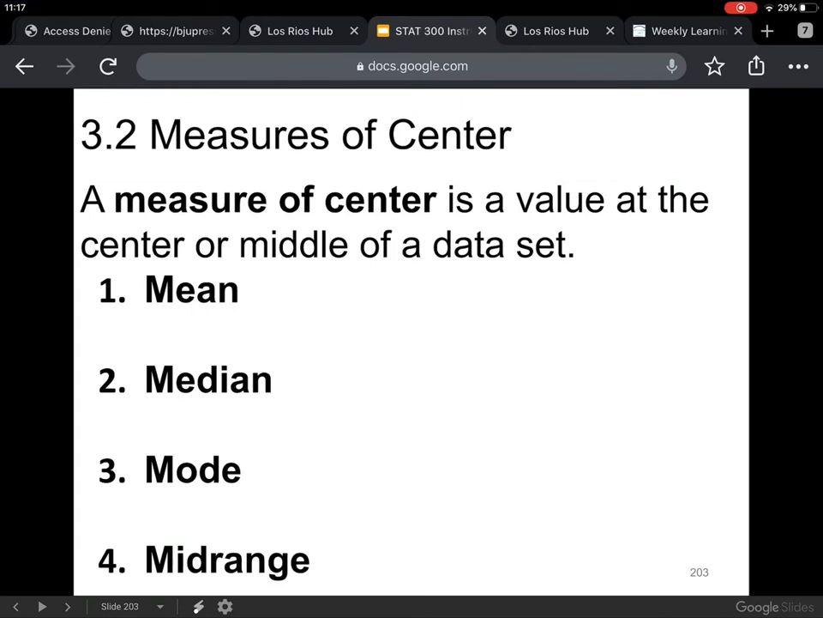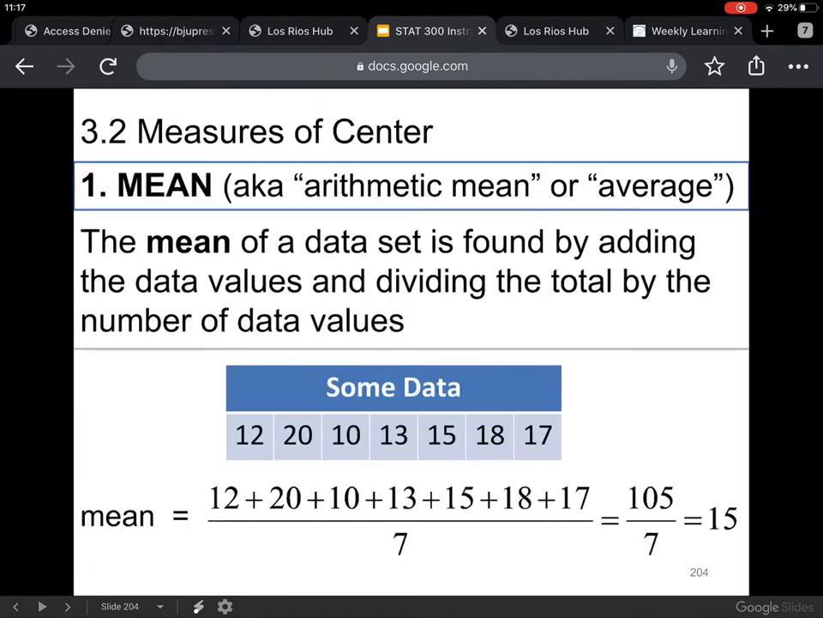Okay? A measure of the center is the value of the center or middle of the data. We have these 4: mean, median, mode, and mid-range. You probably heard of the first 3. The 4th one isn't used as much, and I'll share with you guys why that's the case. Let's jump right in. Measures of the center. The first one is the mean, or the arithmetic mean, or the average. This is the one you guys are most likely familiar with.